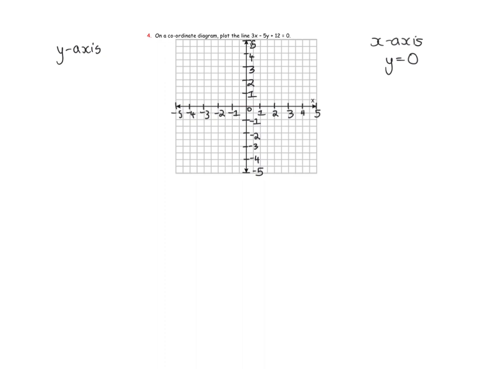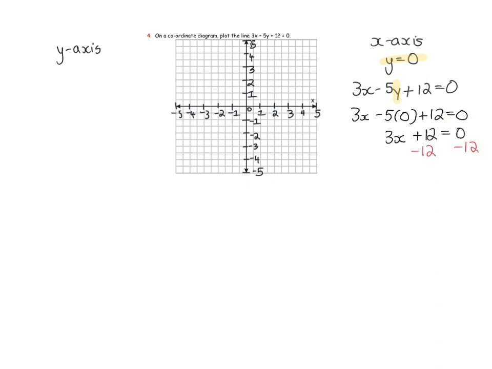The first thing we'll do is write down the equation of the line, so 3x minus 5y plus 12 is equal to 0. Every time we see a y, we're going to replace it with 0. So this becomes 3x minus 5 times 0 plus 12 is equal to 0. This changes to 3x plus 12 is equal to 0. We can take 12 from both sides, and we'll be left with 3x is equal to minus 12.